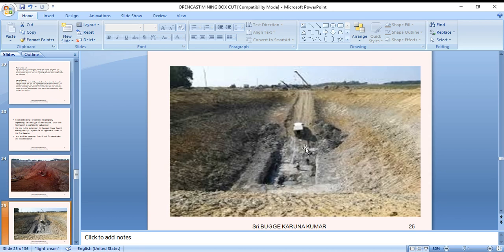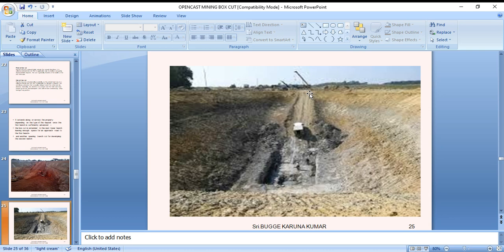Here the location of the box cut is also very essential. Where you locate it, for example, in a deposit one kilometer long and half a kilometer wide, whether at the middle of the deposit or at one end or another, plays a big, important role. Opening of the open pit is done by an open cut for the development of the first bench. The opening cut is called the box cut.